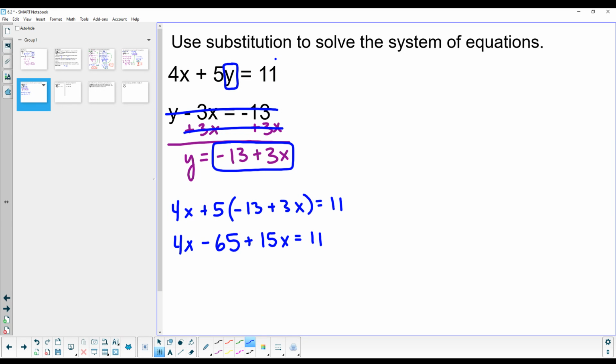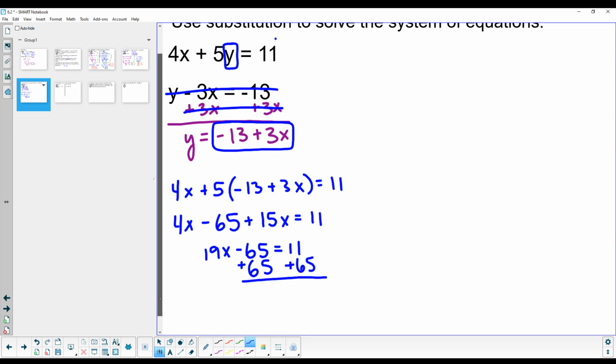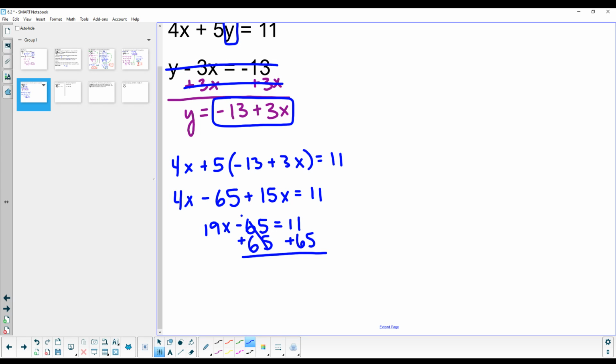Okay, combine any like terms, so 4x and 15x, that's 19x. I still have minus 65 and it equals 11. Now we're solving for x at this point, so I'm trying to get that by itself. So we're going to add 65 to both sides. So 19x equals 76. Then we're going to divide by 19 on both sides, and that's going to give me 4.